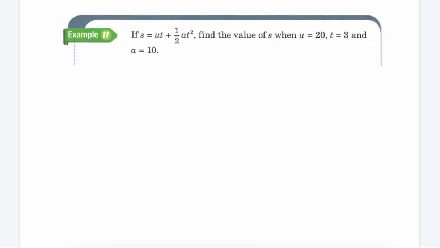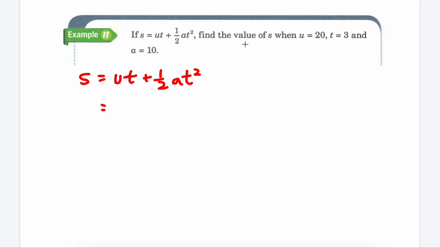Let's do one last formula. This one says, if S equals U times T plus 1/2 times A times T squared, find the value of S when U equals 20, T equals 3, and A equals 10. Go ahead and pause the video and try it on your own first. All right, let's try it out then. So S equals U times T plus 1/2 times A times T squared. I don't think this is an actual formula, I know. It could just be made up.